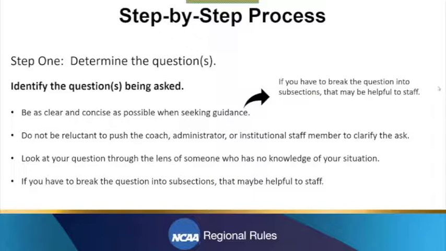Another point to think about is, once you have your question, look at it through the lens of someone who has no knowledge of your situation. When you work with an NCAA staff member, we're not going to be as intimately aware of the specific question and the context around it. So if you read your question and can understand it as someone who doesn't know all the facts of your situation, that makes the question more clear and concise and will help you work with staff to get to that answer more quickly.